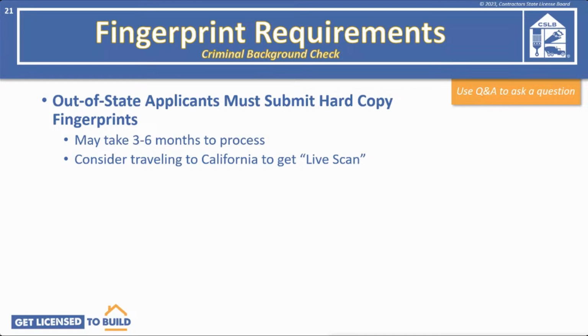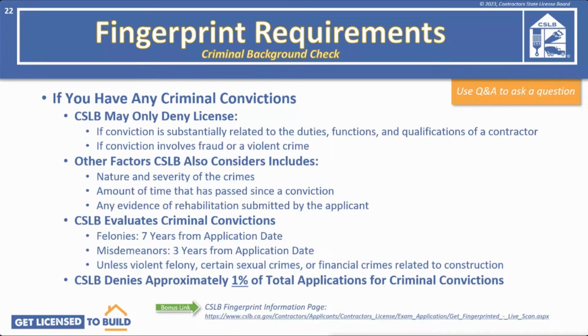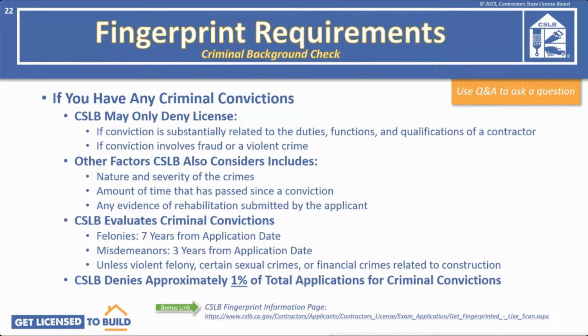So what happens if you have any criminal convictions? CSLB may deny your license for the following reasons. First, if your conviction is substantially related to the duties, functions, and qualifications of a contractor. Also, if your conviction involves fraud or a violent crime. There are other factors CSLB also considers. They are the nature and severity of the crimes, the amount of time that has passed since a conviction, and any evidence of rehabilitation that you submit to CSLB.